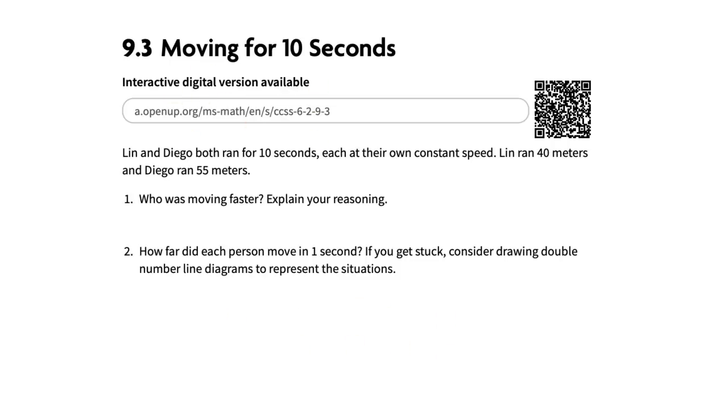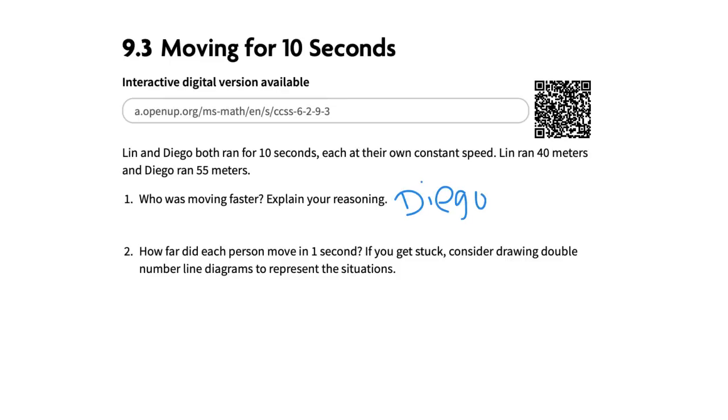It's pretty good stuff. So we have Lynn and Diego. They both ran for 10 seconds at a constant speed. Lynn ran 40 meters and Diego ran 55 meters. Who was running faster? Well, we kind of obviously know, since they both ran for 10 seconds, Lynn ran 40, Diego ran 55 meters. That means Diego was running faster because he ran further in his 10 seconds than Lynn did in her 10 seconds. So we know that it was Diego who was running faster.